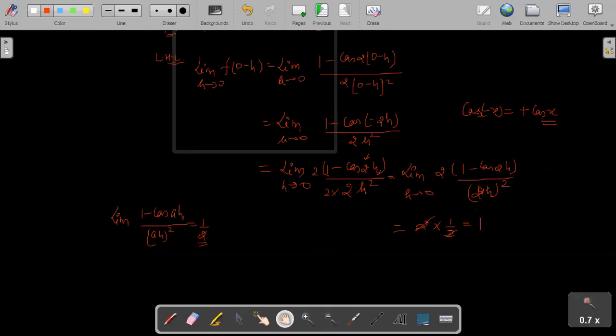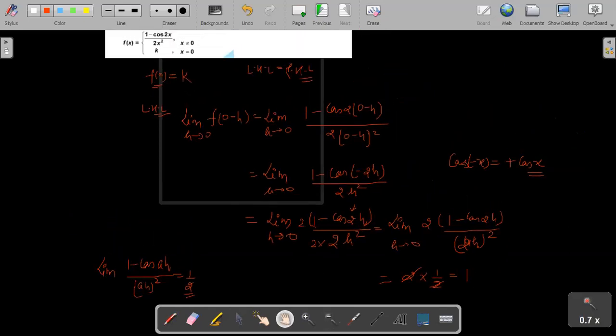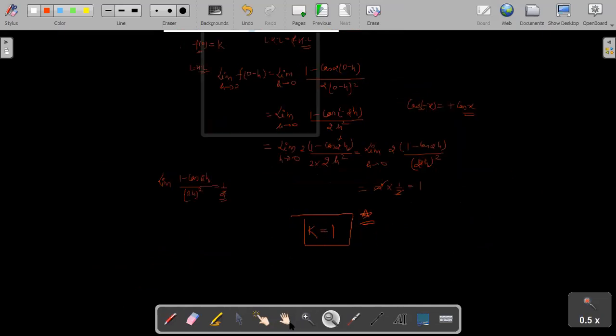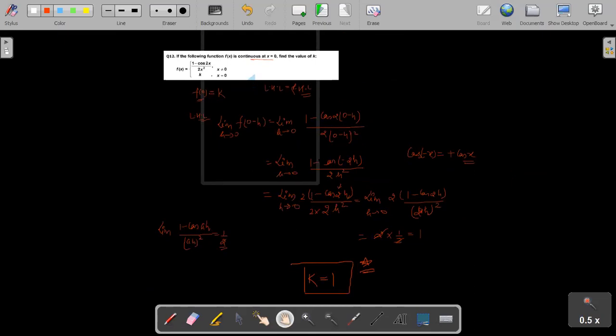That means f(0) is k, and the LHL is 1. So k is equal to 1. This is our answer. Understood? Prashil, Sarthak, Aniket? Yes, sir. No, I used the wrong identity. Yes, absolutely. Yes, sir, I understood.